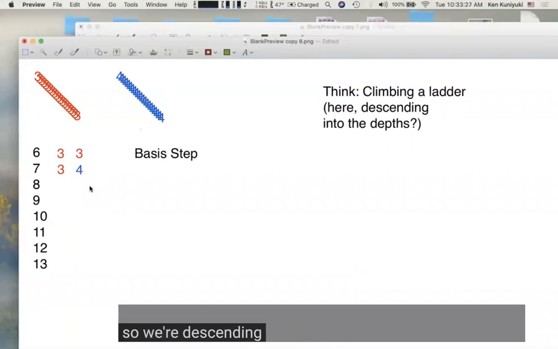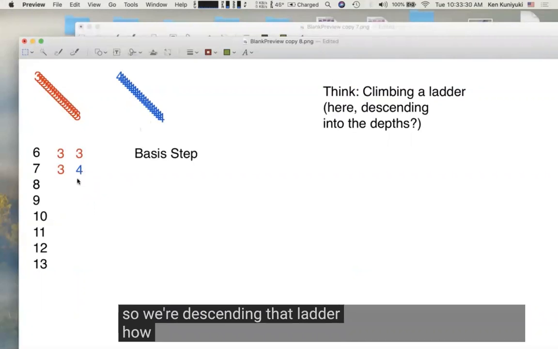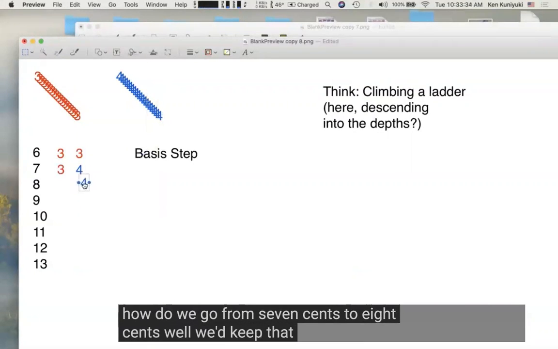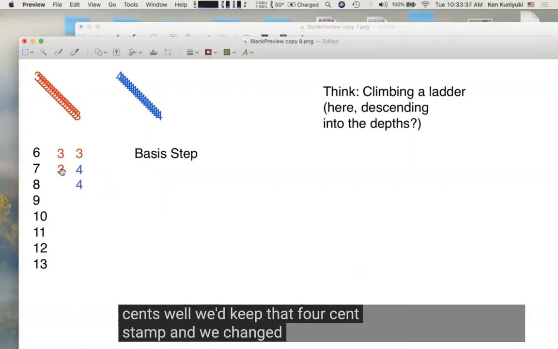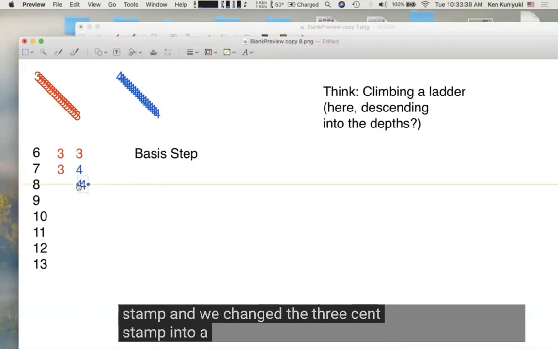So we're descending that ladder. How do we go from 7 cents to 8 cents? Well, we'd keep that 4-cent stamp and we change the 3-cent stamp into a 4-cent stamp.